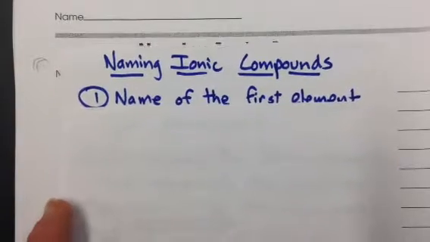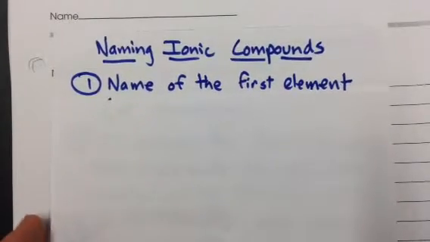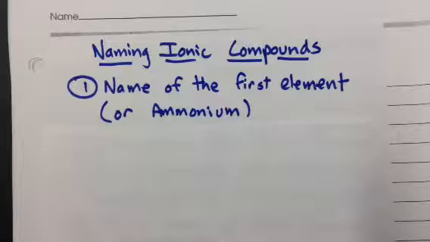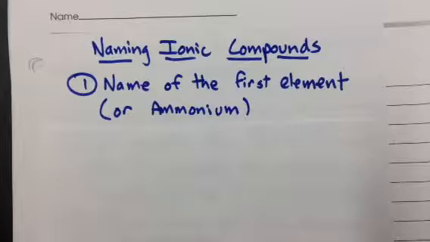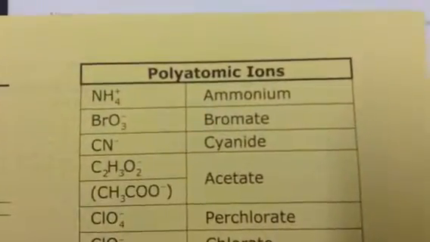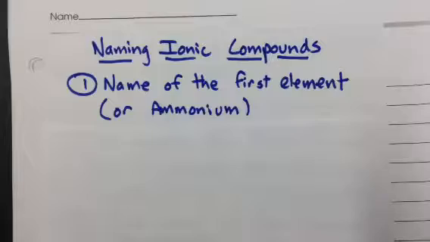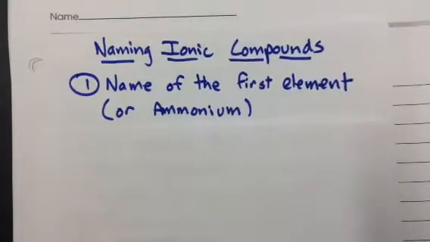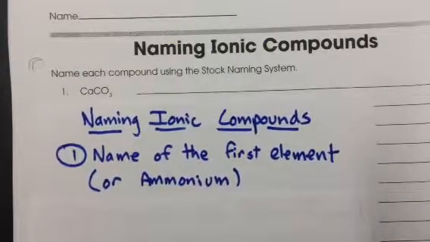Naming an ionic compound. The first step is you write down the name of the first element. The one time where it won't be an element is our only positively charged polyatomic ion, and that is ammonium. And we see that right here, ammonium. It's the only cation on our list. So let's look at number one here.